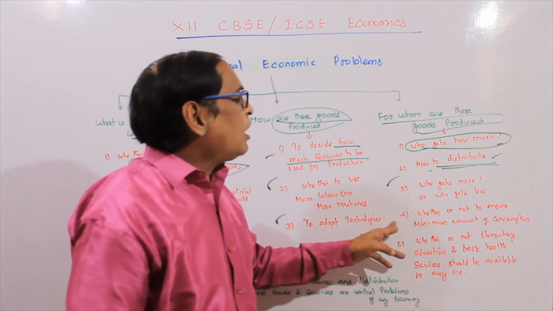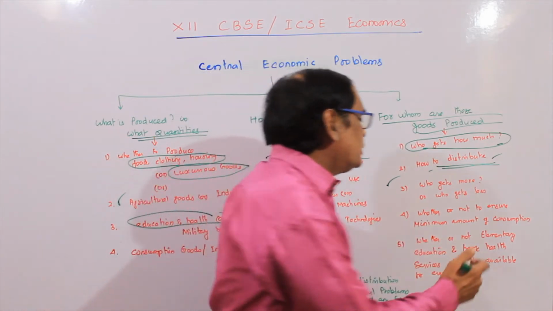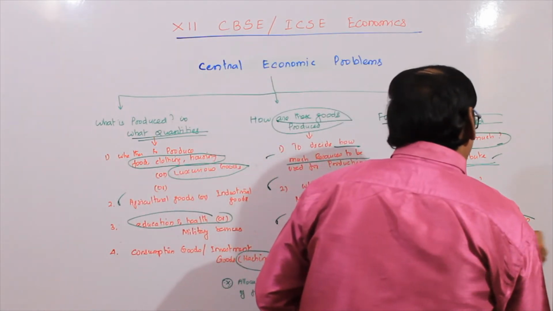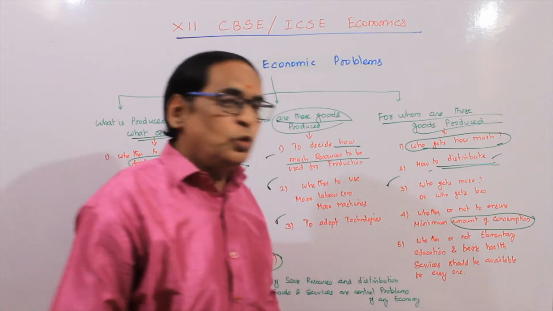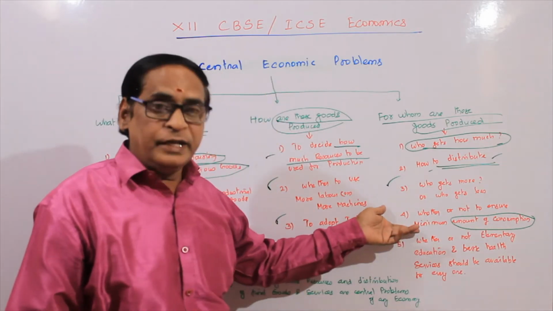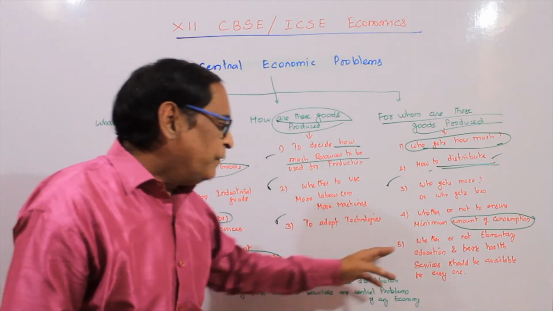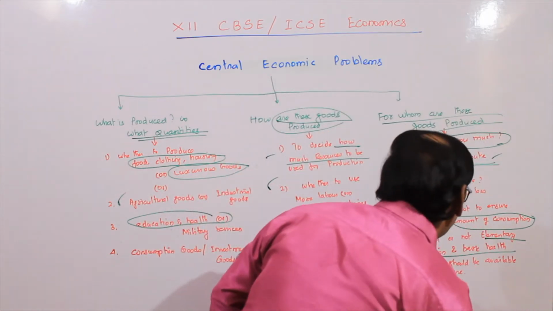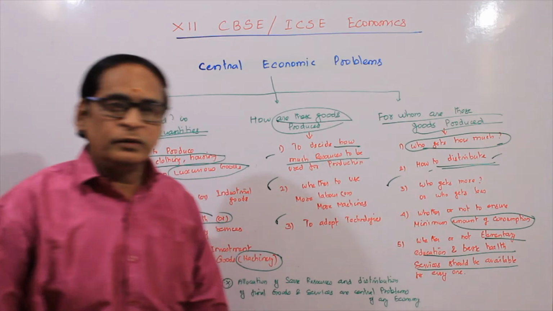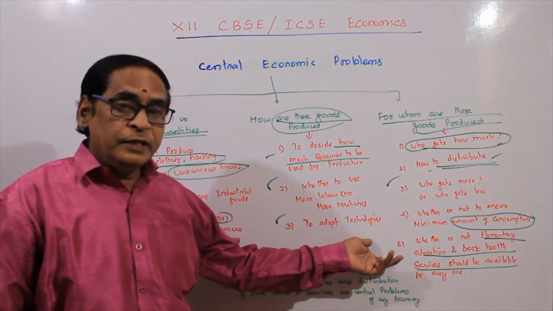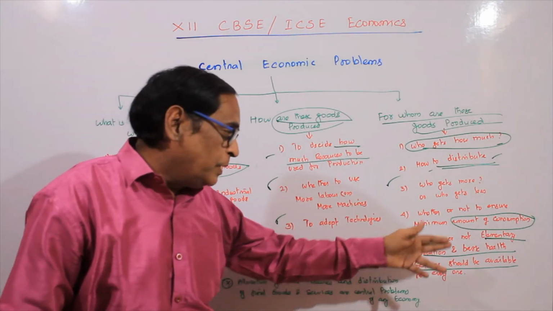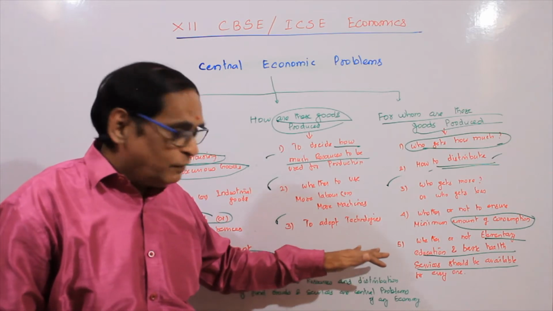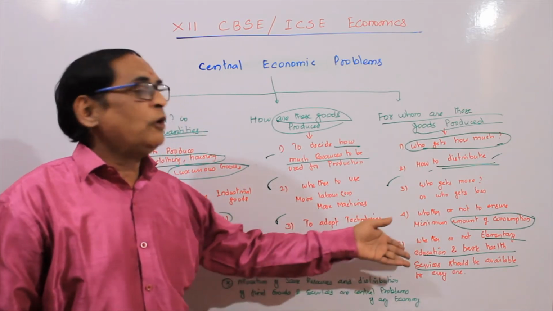And then whether or not to ensure a minimum amount of consumption, whether it should be ensured or need not be ensured, we have to decide here. And then whether or not elementary education or basic health services should be available for everyone. Are education and basic health services available for each and every individual of our country? So we have to decide.